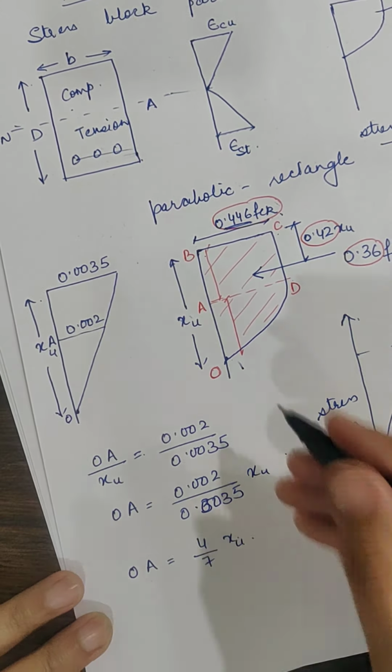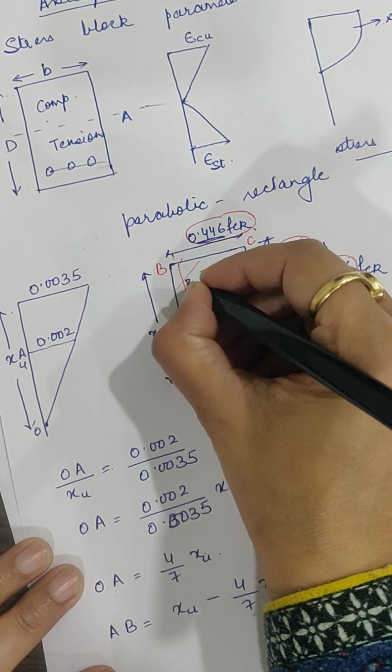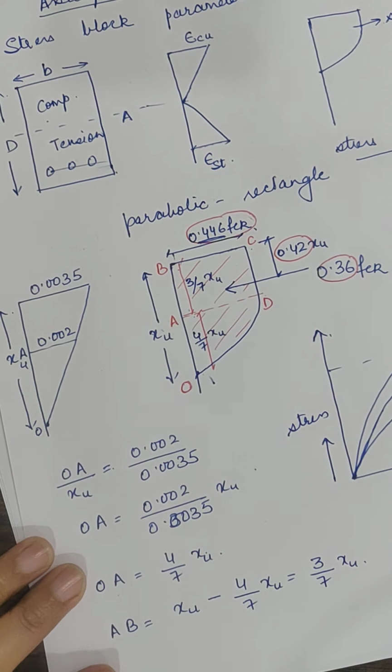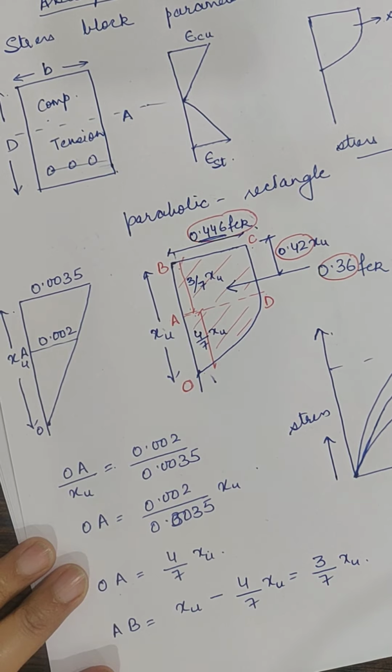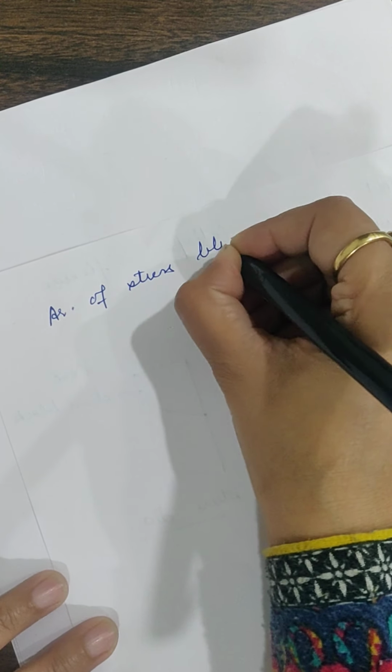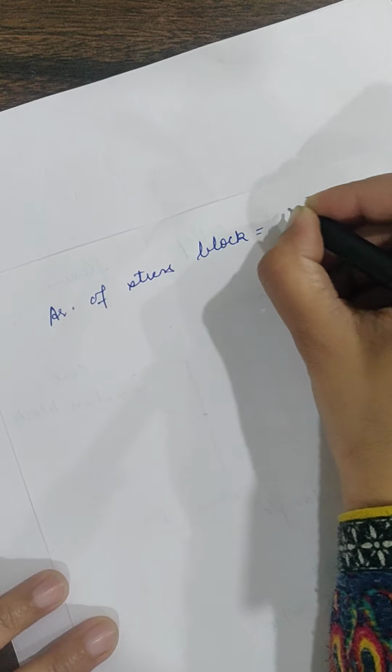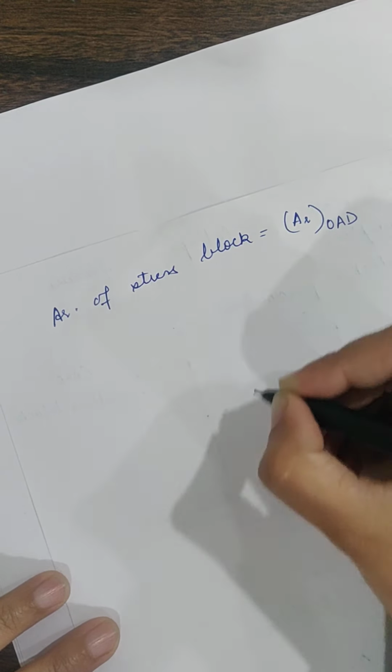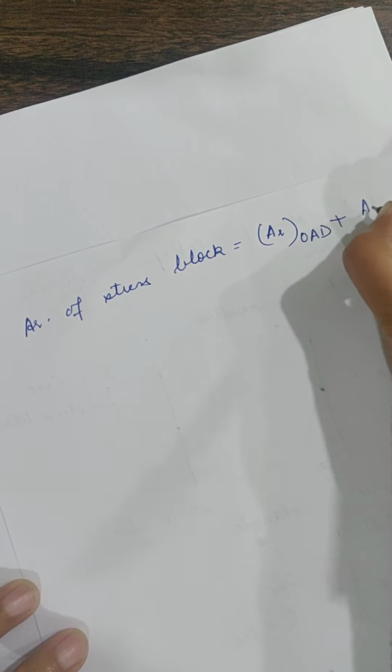The other depth, AB, means Xu minus 4 by 7 Xu, that is 3 by 7 Xu. So this depth is coming out to be 3 by 7 Xu. Is it okay? Now once this is done, the area of the stress block will be the area of the OAD portion, that is the parabolic portion, plus the area of ABCD, that is the rectangular portion.